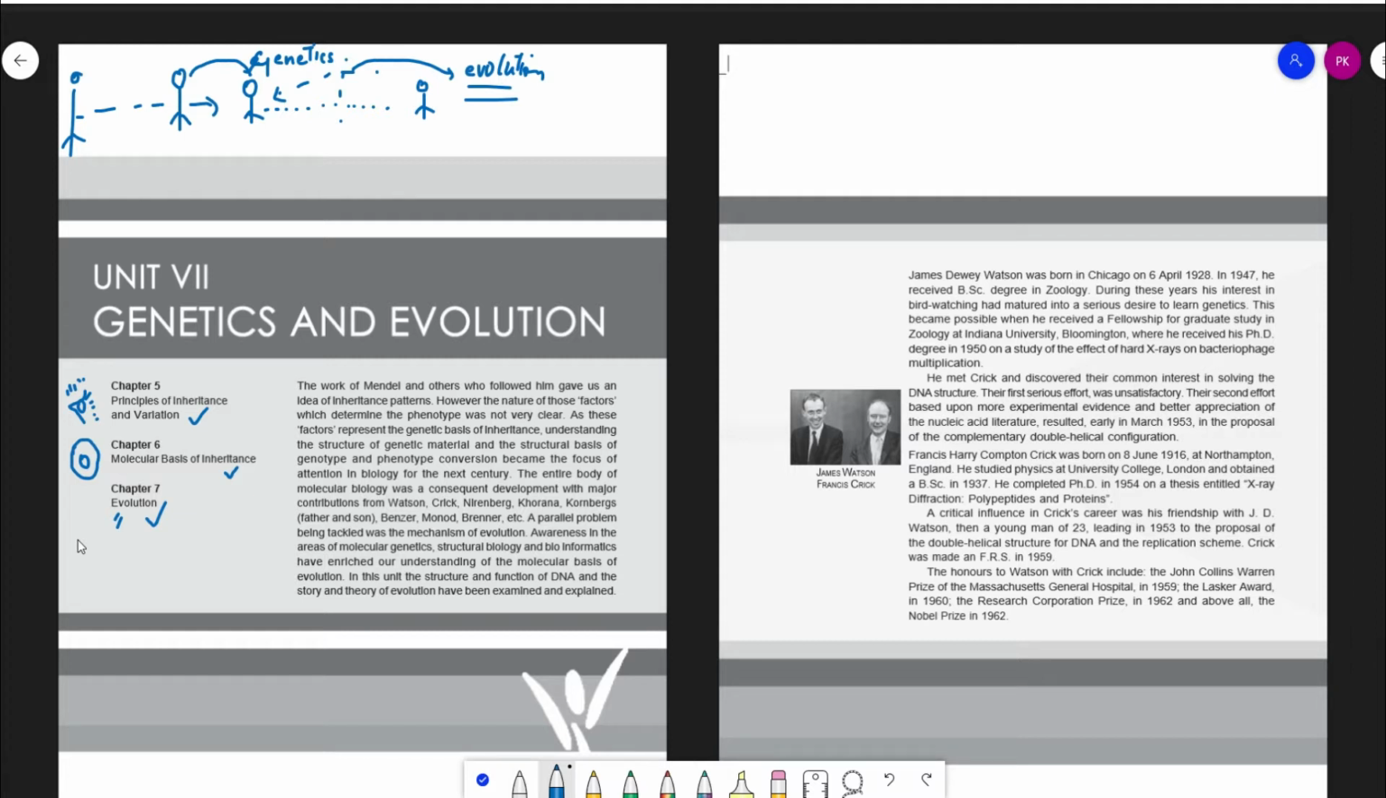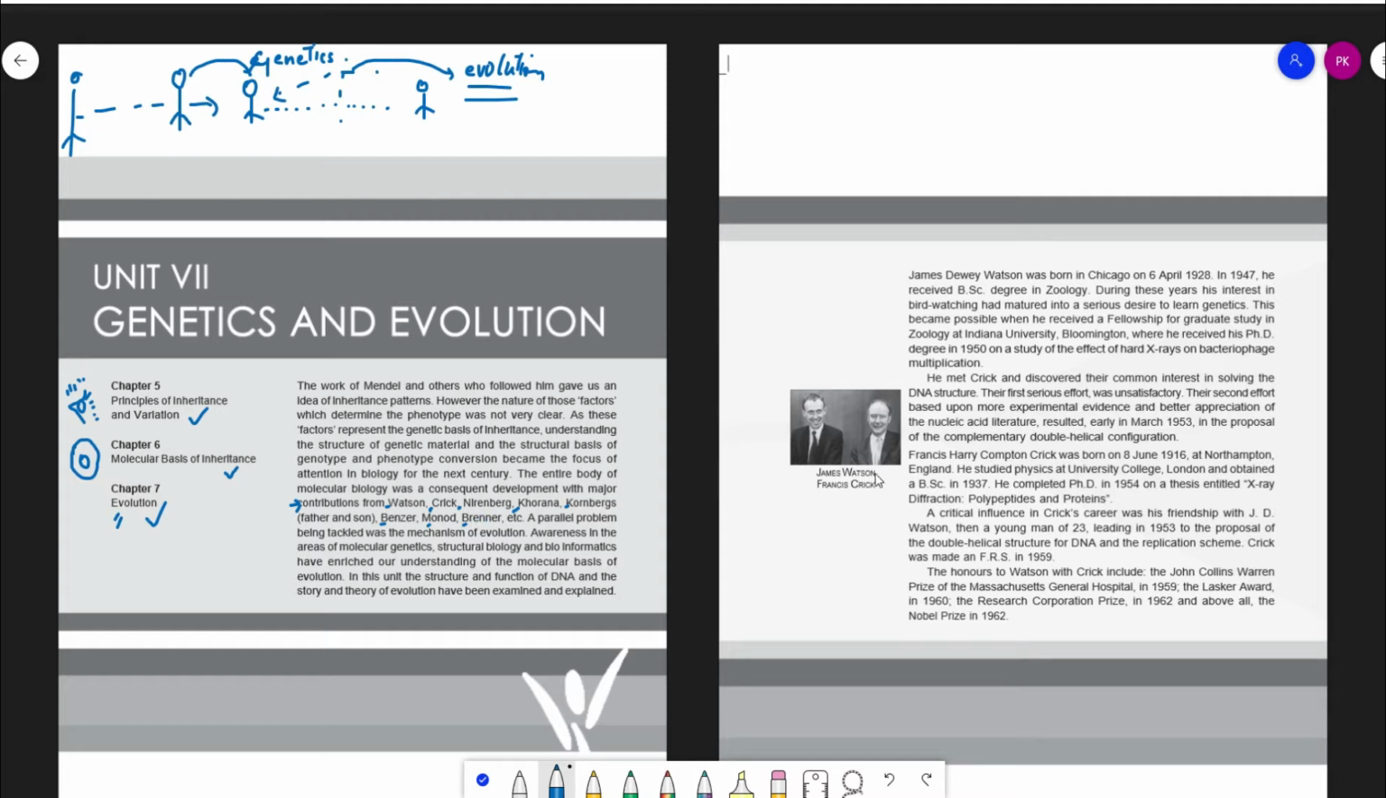In this first paragraph that you'll see in front of you, there are a lot of scientists who contributed to genetics, and these scientists are very important. These are Watson, Crick, Nirenberg, Khorana, Kornberg, Son and Father, Benzer, Monod, Brenner, and there are a lot of people who have worked in this field of genetics and evolution.